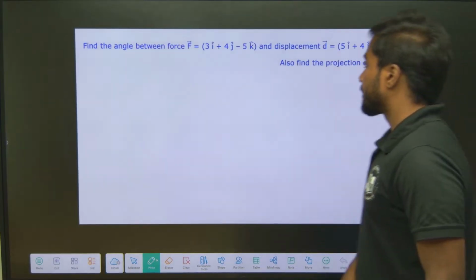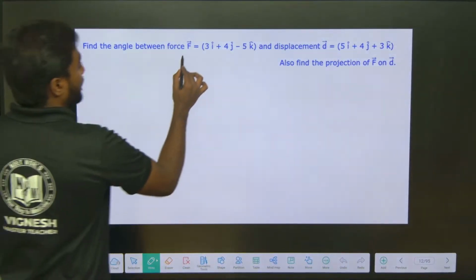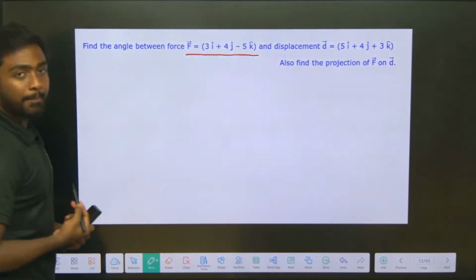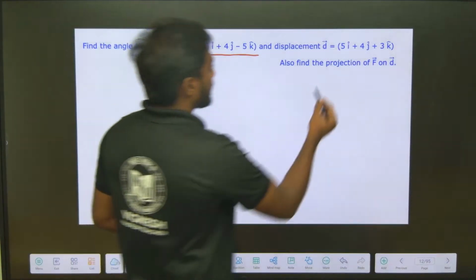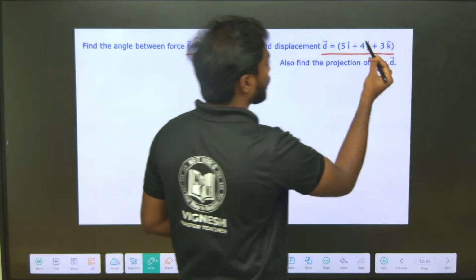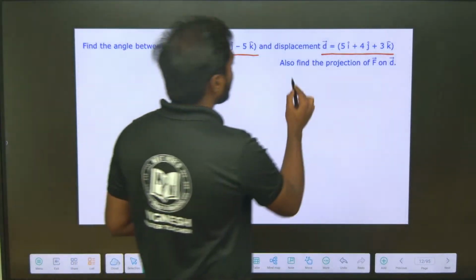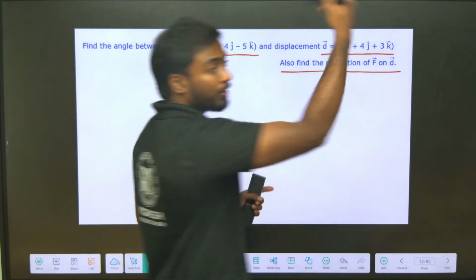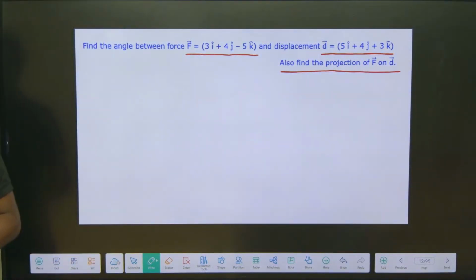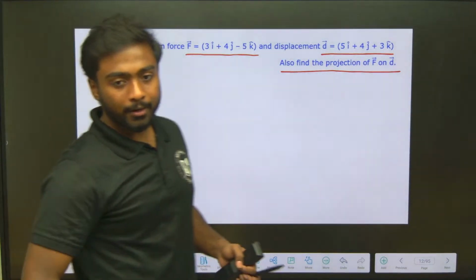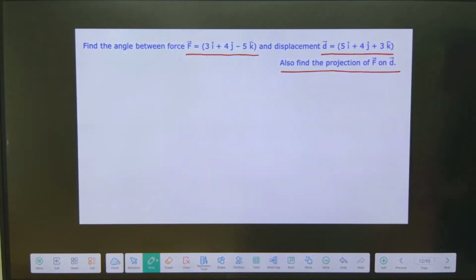So here is the question. Find the angle between the force F = 3i cap + 4j cap - 5k cap, and displacement D = 5i cap + 4j cap + 3k cap. Also find the projection of F on D. So this is the question. We'll discuss the answers now. Take down the question.